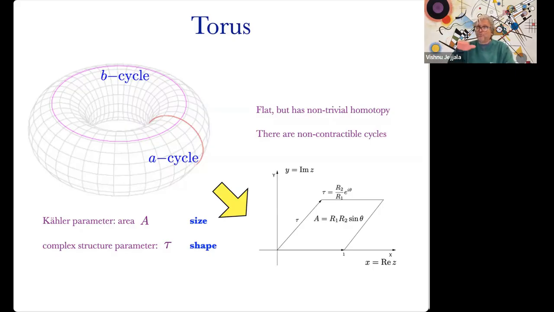And you can think about an old school video game with periodic boundary conditions. So if you disappear on the left, you appear on the right. If you disappear on the top, you appear on the bottom. These describe what are called cycles on the torus. And the shape of this fundamental region is this shape parameter, this complex structure parameter that I associate to the torus. And the area of this fundamental region is the size parameter that associates to the torus. In math parlance, they're called Kähler parameters and complex structure parameters.